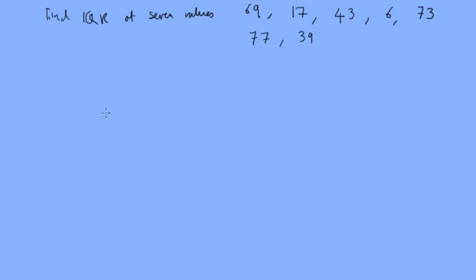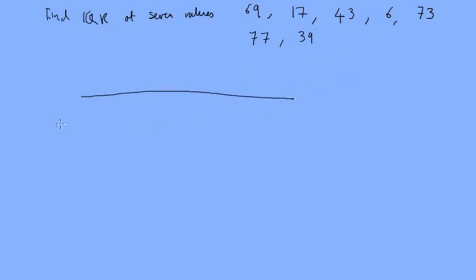Let's do another example. So I want to find the interquartile range of 7 values, and these are 49, 17, 43, 6, 73, 77, and 39. So again, we're going to do our number line and we're going to order them.